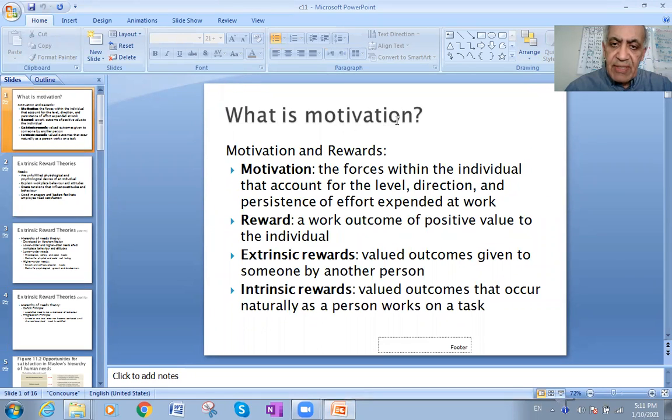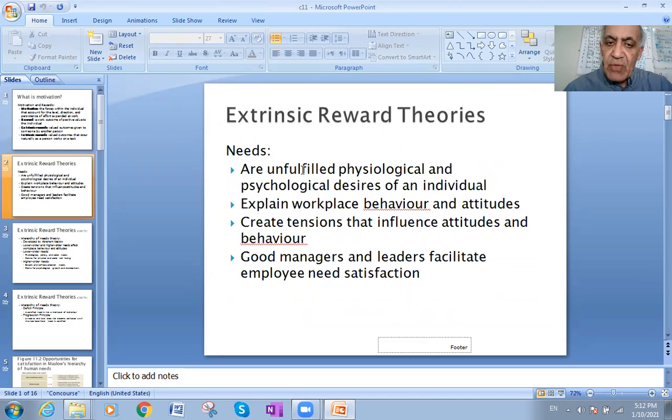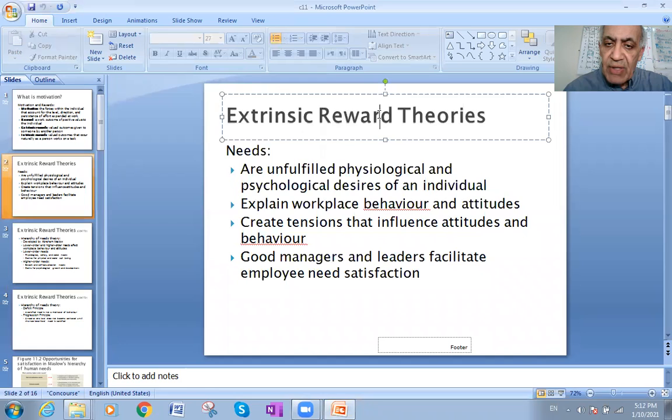So, what is the motivation? The motivations are the forces within the individual that account for the level, direction and persistence of effort expended at work. Rewards are work outcomes of positive value to the individual as well. So those two things, the motivations and rewards. But we were talking about the reward theories. We will talk about the reward theories.